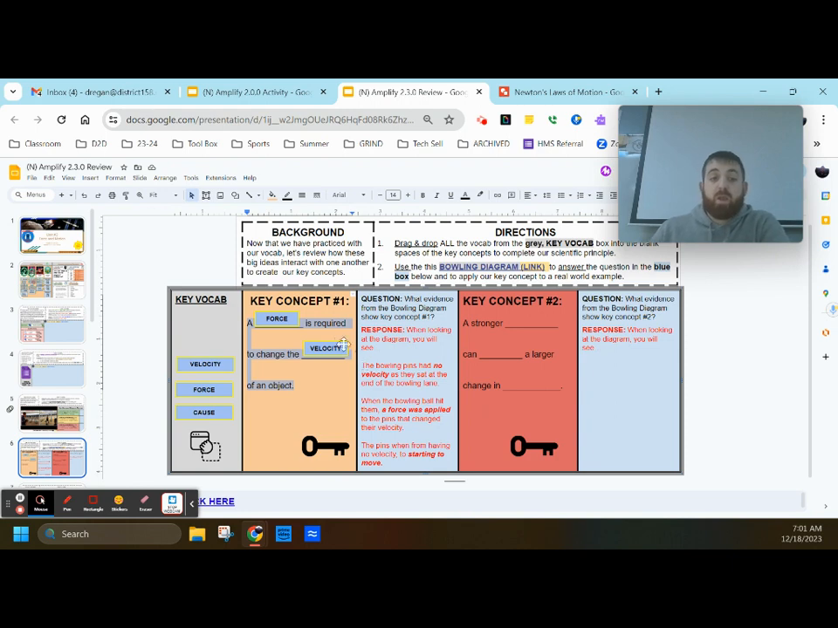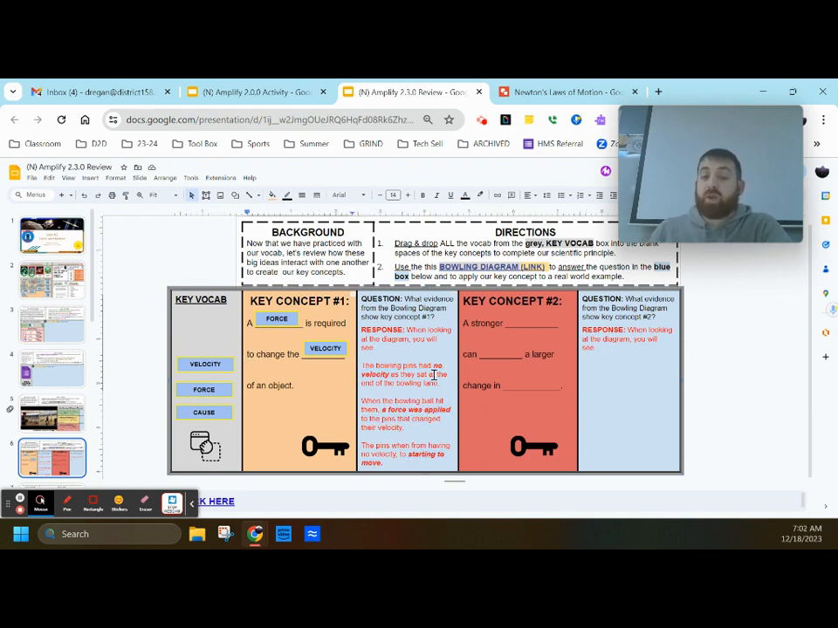So for example, a force is required to change the velocity of an object. The bowling pins had no velocity as they sat at the end of the lane. So we're talking about the velocity of an object before something happened. When the bowling ball hit them, a force was applied to the pins that changed their velocity. The pins went from having no velocity to starting to move. So notice I'm talking about examples of velocity changing because of a force. The pins had no velocity, a force was applied, they started to move.